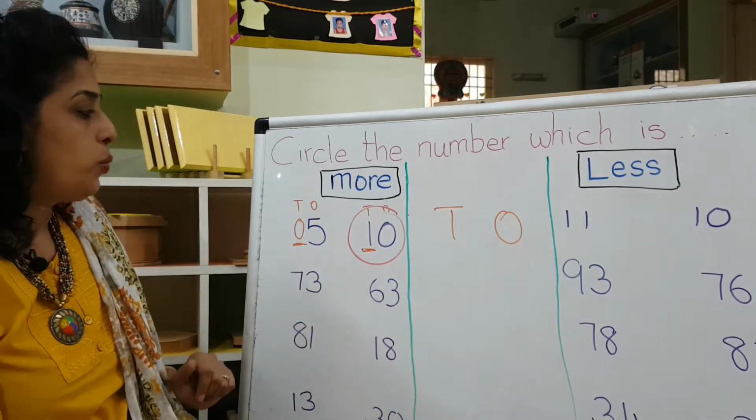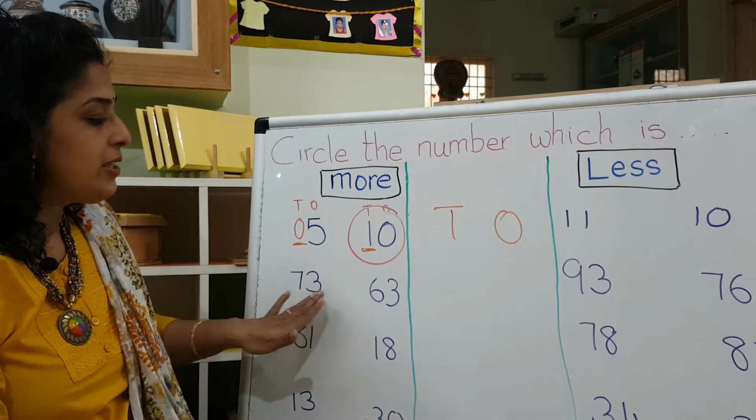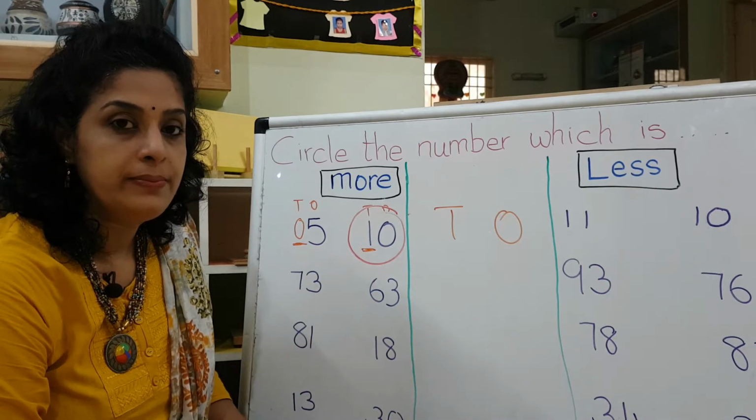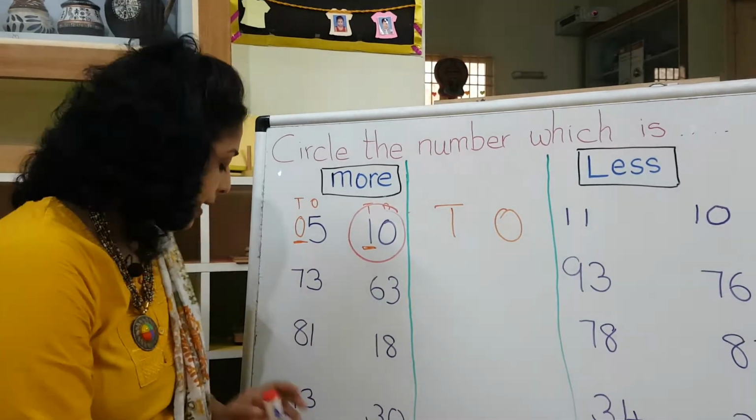Okay? Next one. See this number 73 and 63. Okay? I'll show it to you with cards. Come, take a look.